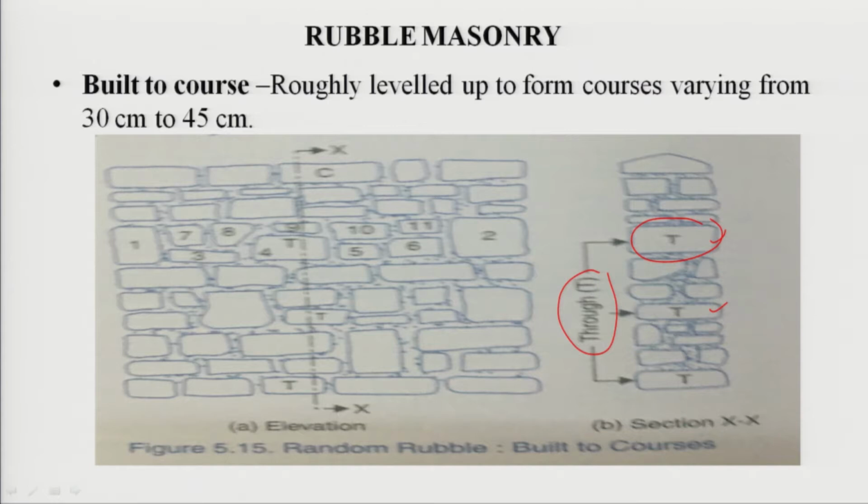Here is the elevation. You can see the courses, and at regular intervals the header course has been laid. This is the header course. We can see this is a slightly better masonry work, but still it is rubble masonry built to course.